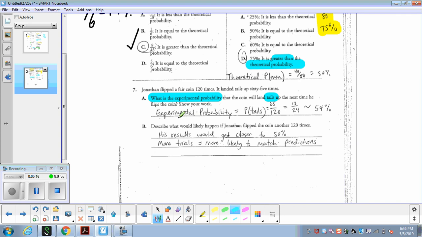All right, for the next part, describe what would happen if Jonathan flips the coin another 120 times. Now we can see here based on the results that he's pretty much flipping a coin and getting results that we would pretty much expect. We expect 50% of the time it'll land on tails. So the more trials that he conducts, the more likely we are to match our prediction. So this 54% is likely to get closer and closer and closer to 50%. And that concludes the video on experimental probability.